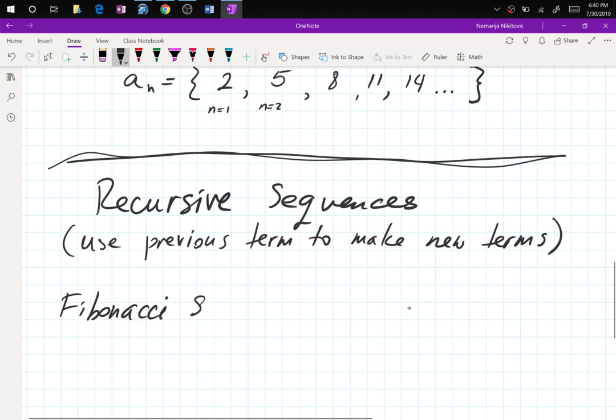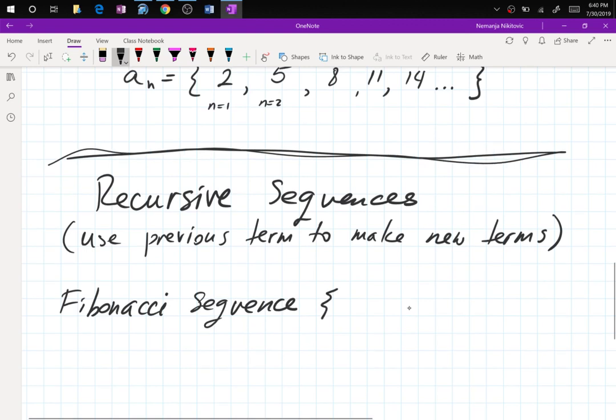Fibonacci sequence is, you start with 1 and 1. And it was explained with the multiplication of rabbits. You start with 1 male and 1 female rabbit, right? So 1 plus 1 is 2 pairs of rabbits. So 1 plus 1 is 2, and then 1 plus 2 is 3.